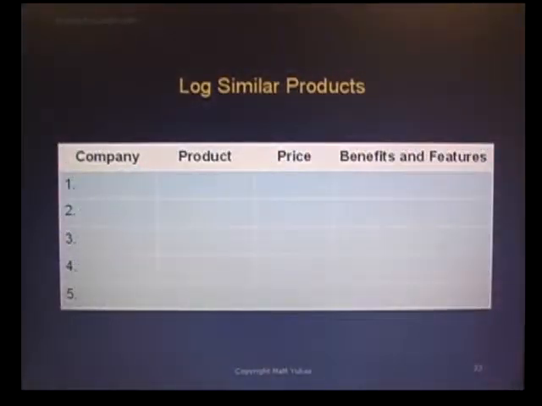And then you want to just create a log. You want to say, all right, what was the name of the company? What kind of product? What was the price? And maybe what are some of the benefits and features that were important that they put in. Now, keep in mind, not every company will go through the process that I'm talking about. Some people, they'll just wing it too. So you have to be careful. Just because they're doing it one way, don't necessarily just copy everything that they're doing. Because you don't know if they're crazy or what.